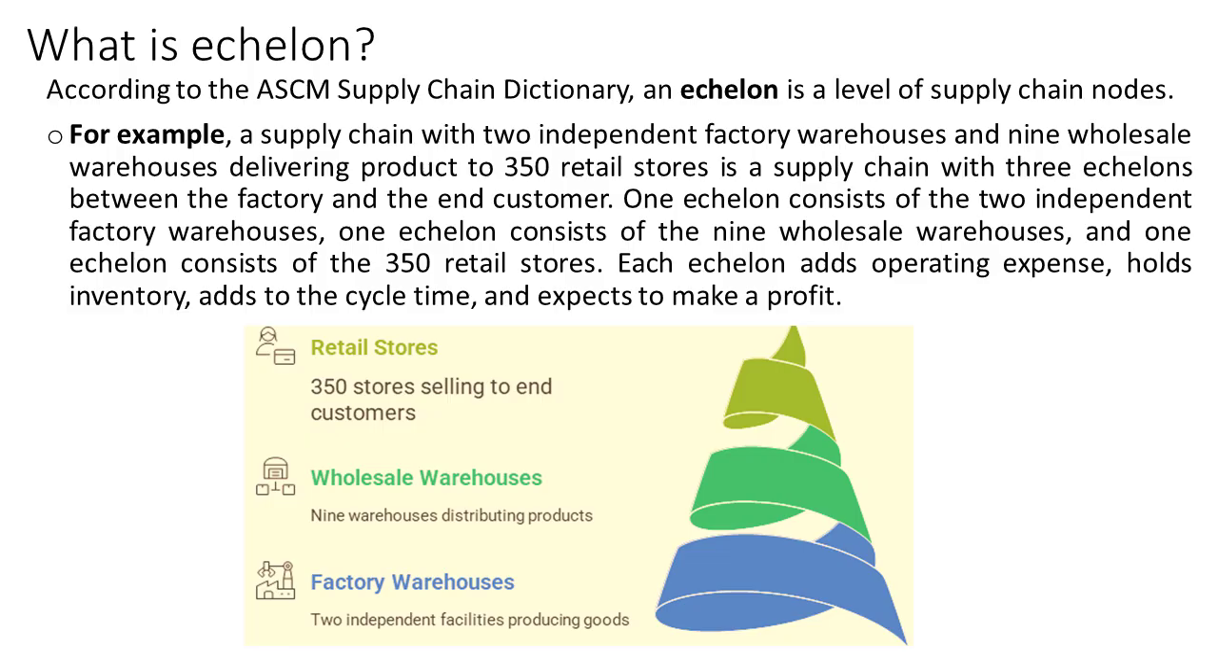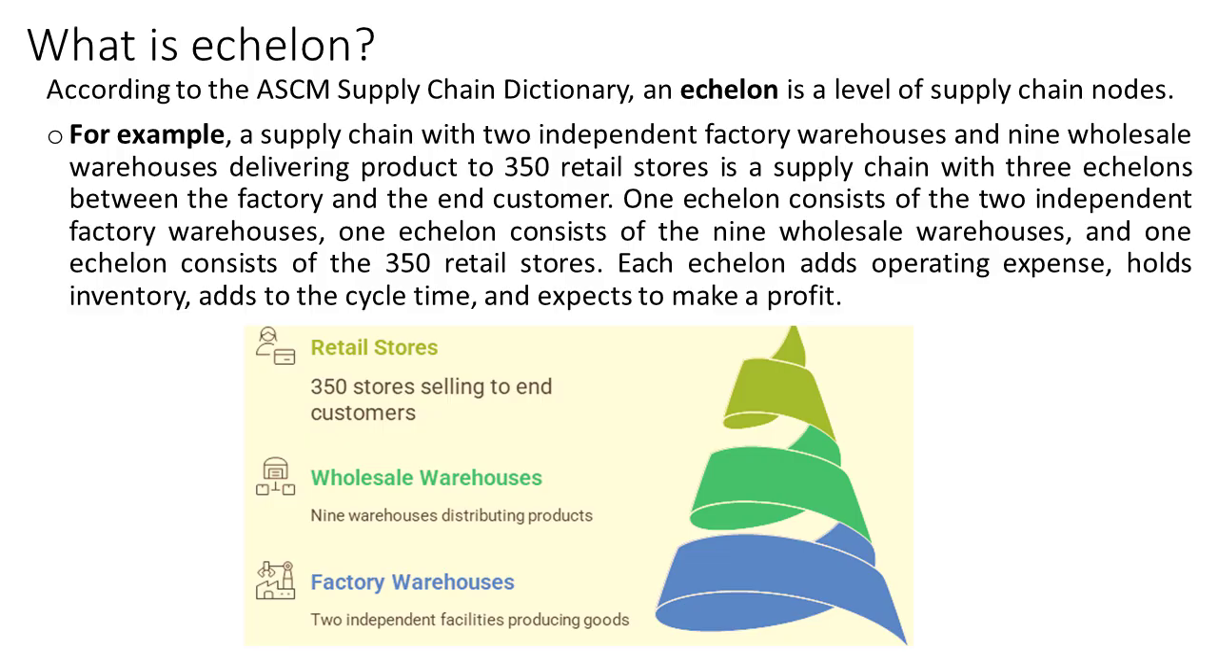3 layers. Okay. And here's the strategic trade-off you asked about. Every single echelon adds operating expense. It ties up inventory, that's capital just sitting there. It adds to the total cycle time, how long everything takes. And crucially, each layer expects to make a profit. Right. Everyone needs their cut.